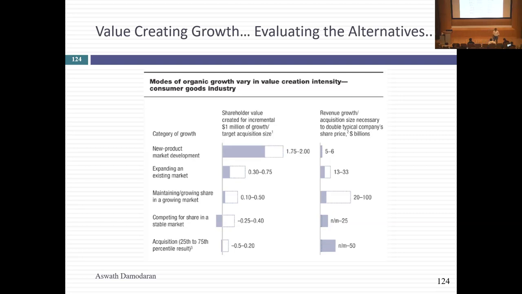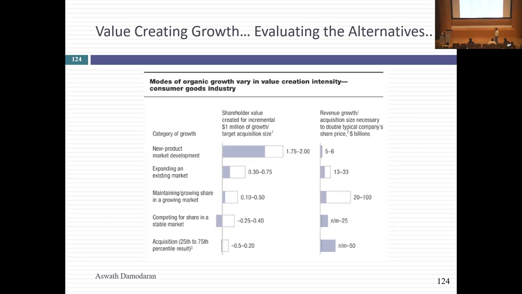Maintaining a growing share in a growing market. Why is that easy? Because the market itself is growing. It's more forgiving of your mistakes, right? It's an advantage that Indian and Chinese companies have over European companies. European companies have almost no room for error because the market is mature. It's growing at 2% a year. You make a mistake, you lose market share. If the market itself is growing 20-25% a year, it becomes easier for you to grow simply because there's more buffer built in the system. So the first three are all approaches which in general have created value.